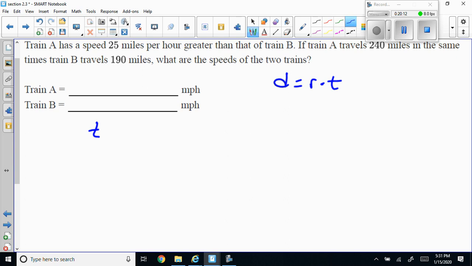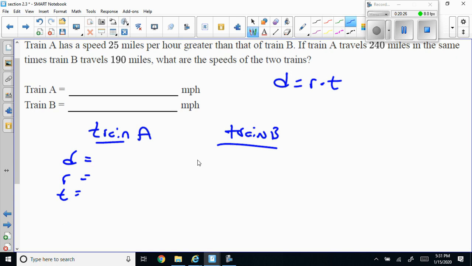So I like to do this, train A and then train B. And I label my information. I know I got a D, an R, and a T. All right, so let's go figure out what they say about train A. Train A has a speed 25 miles greater than that of train B.